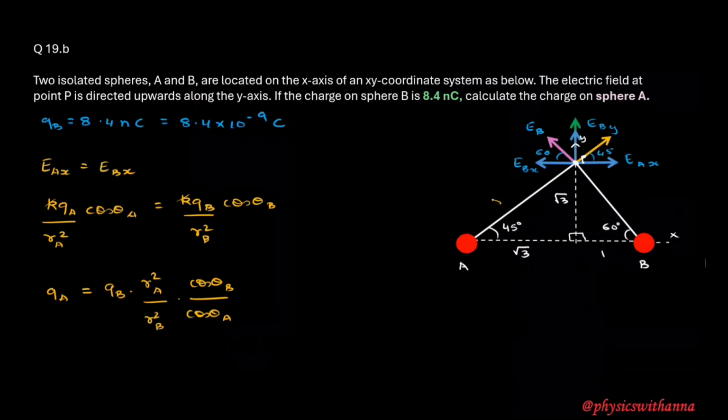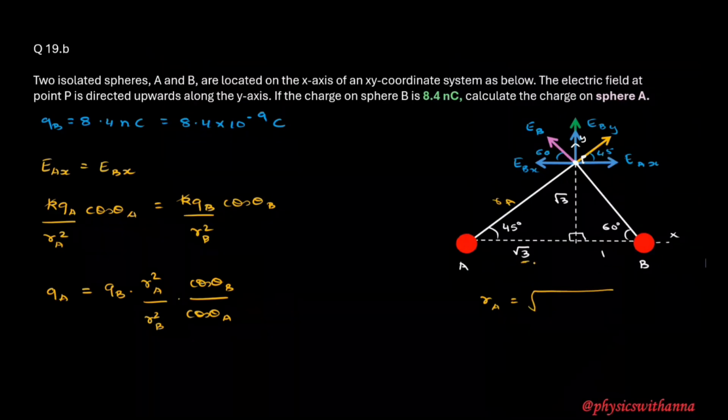RA is the distance of sphere A from point P, and RA again will be found using Pythagorean theorem. So this becomes equal to square root of one side squared, which is root 3 squared, that is 3, plus the other side squared, again root 3 squared, which is 3. That gives you RA as root 6. RB on the other hand is distance of sphere B from point P. So again square root of one side squared, which is 1 squared, plus other side squared, which is root 3 squared. That gives RB as 2.